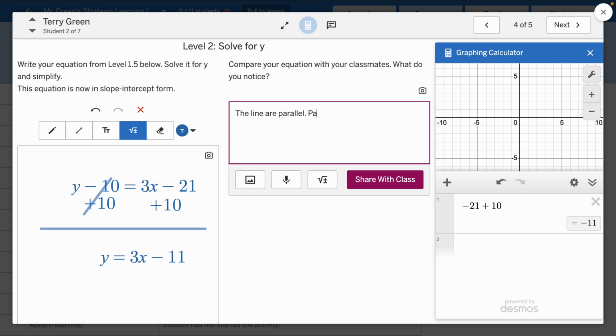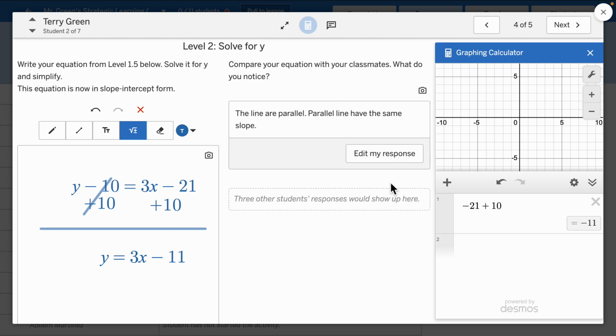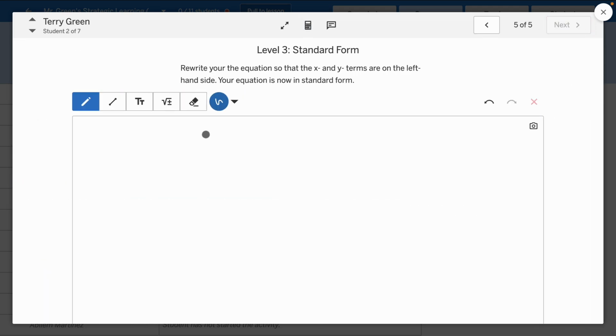And parallel lines have the same slope. And you're going to share that with the class.